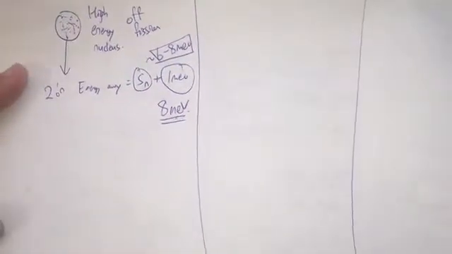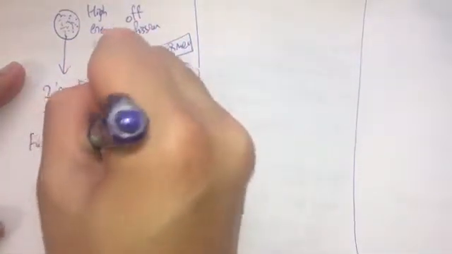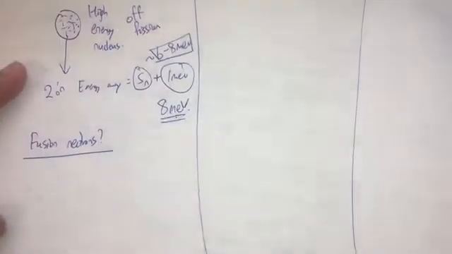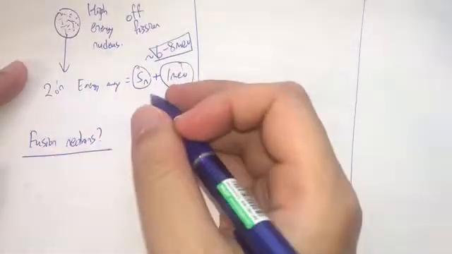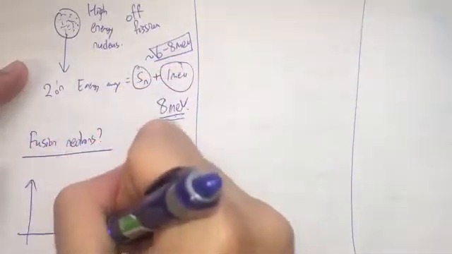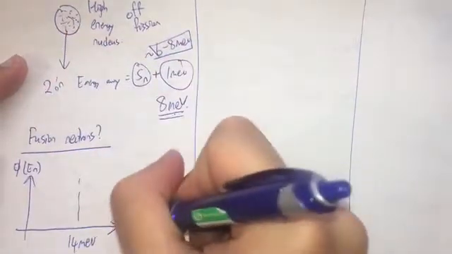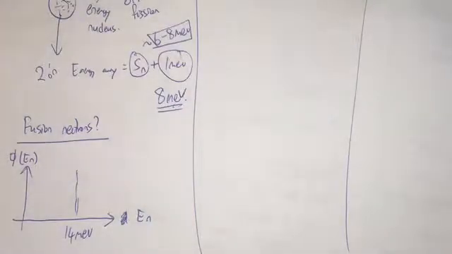So what about fusion neutrons? Fusion. Okay, so this is about the 14 MeV. Yeah, fusion neutrons usually come out at about 14 MeV.